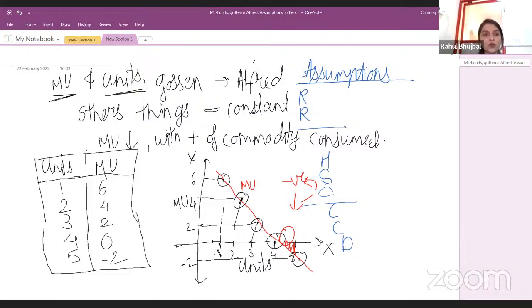Means you should consume the same unit again and again. Okay. And last, D stands for divisibility. Divisibility speaks about the unit which you're going to consume, which you're going to purchase, should be such that you can divide the unit into smaller parts. Okay, so these are the assumptions which are being explained by Professor Alfred Marshall.